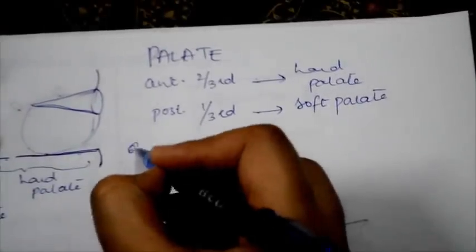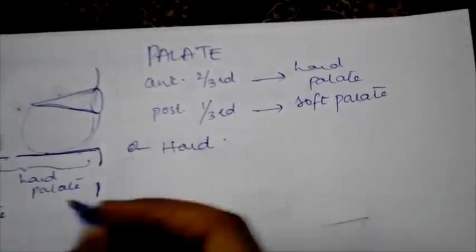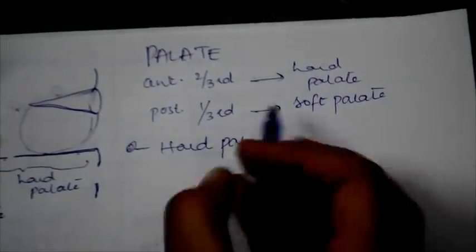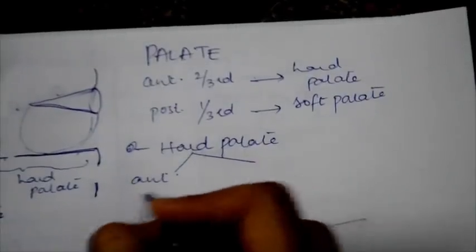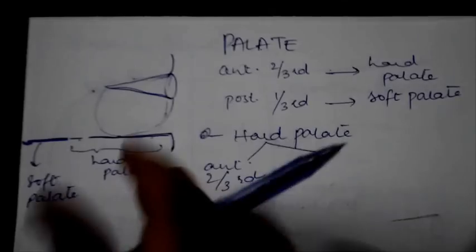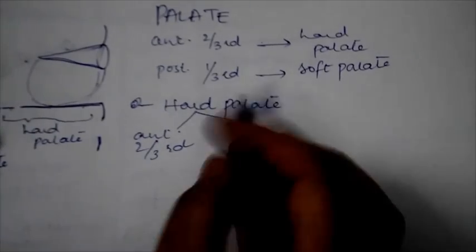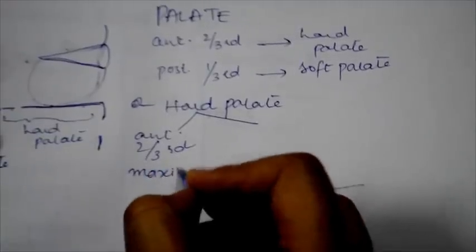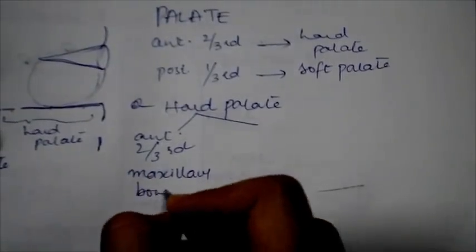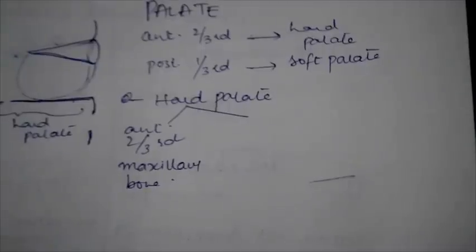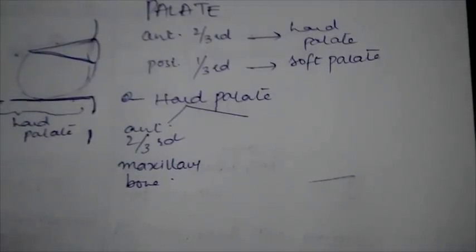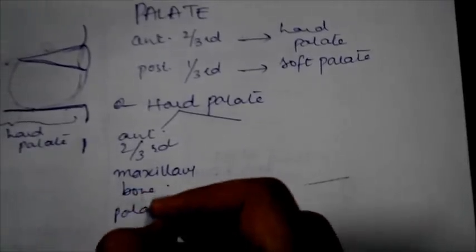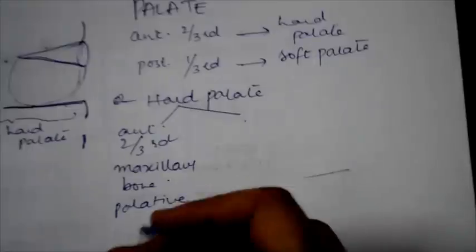This hard palate again can be divided into two parts. The anterior 2/3, this part, is formed by the maxillary bone. To be precise, which you should be, it is formed by the palatine process of the maxillary bone.